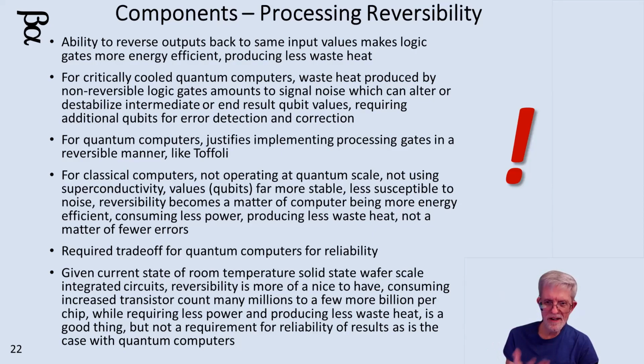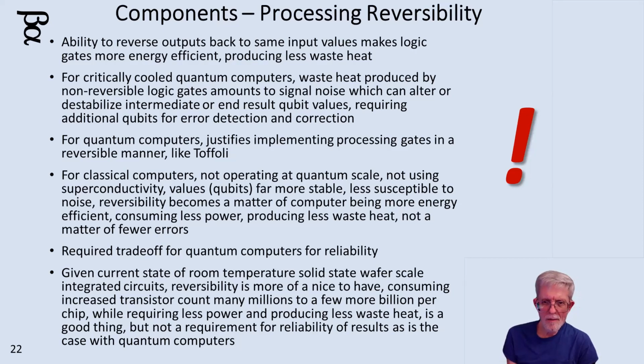So if I do something as simple as a NOT, I'm actually producing waste heat. In a classical computer, you don't pay much attention to it. But in a quantum computer, that can actually induce errors because of the waste heat. If I have something like a quantum computer that isn't reversible, I have reliability problems. If I have something that is reversible, I've actually improved the reliability of the quantum computer.